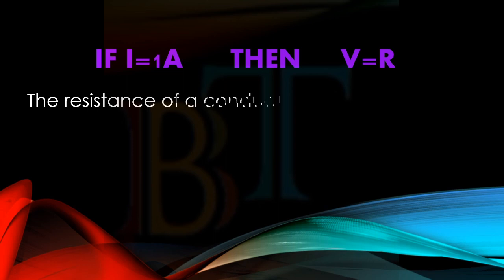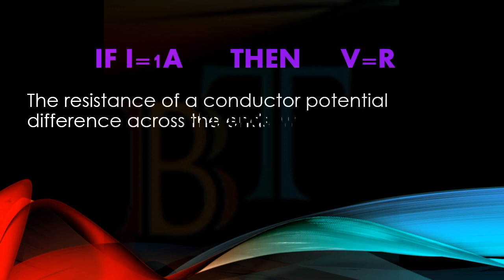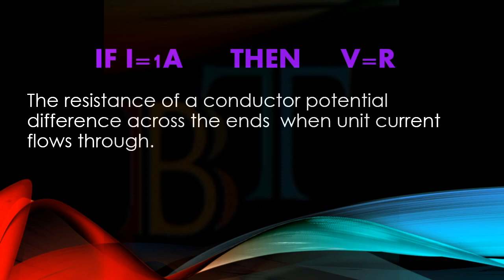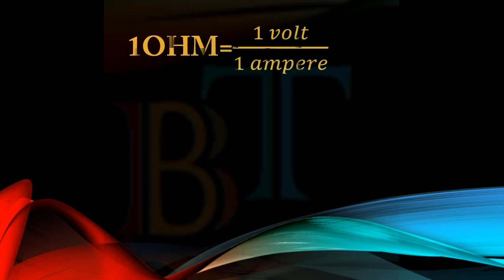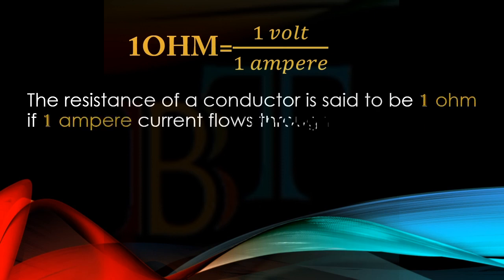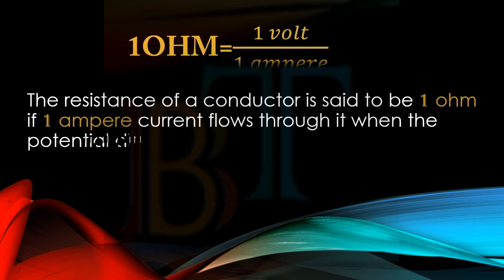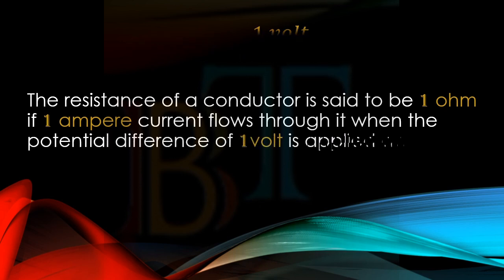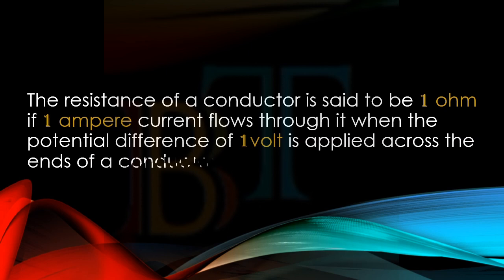Thus, the resistance of a conductor is numerically equal to the potential difference across its ends when unit current flows through it. So, according to Ohm's law, the resistance of a conductor is equal to the potential difference across its ends when unit current flows through it. And the resistance of a conductor is said to be 1 ohm if 1 ampere current flows through it when it is kept at a potential difference of 1 volt. Therefore, 1 ohm is equal to 1 volt by 1 ampere, or 1 volt per ampere is called 1 ohm.